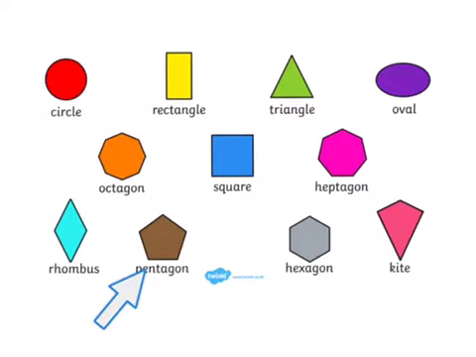Down here, this one we talked a little bit about last time. This one has got 1, 2, 3, 4, 5 sides, and it's called a pentagon. Can you say it? Pentagon. And the last one here, let's count the sides for this one. 1, 2, 3, 4, 5, 6. This 6-sided shape, this grey one, is called a hexagon. See if you can repeat it. Hexagon. That's right, hexagon.